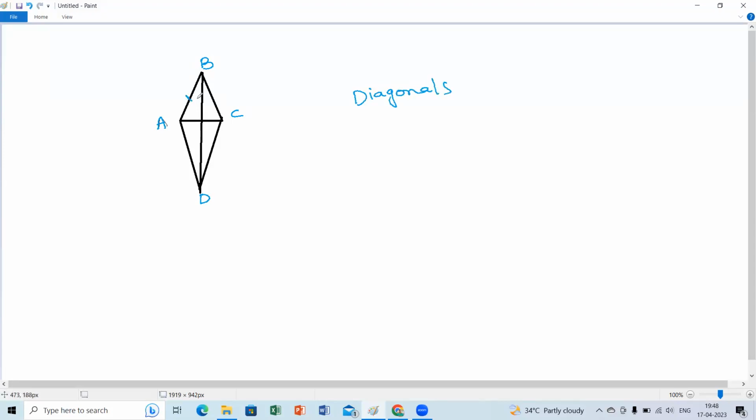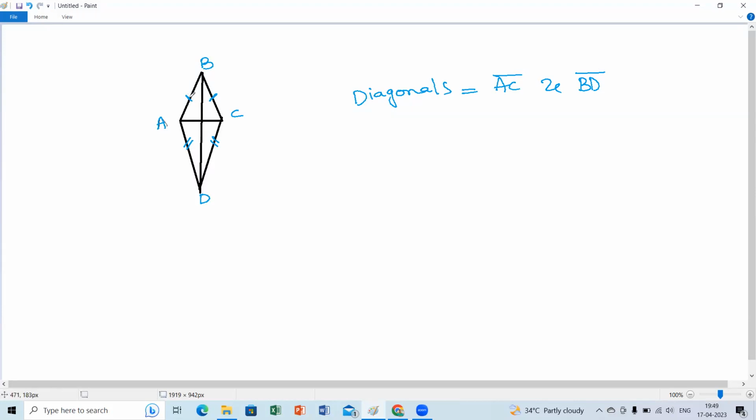Side AB is equal to BC and AD is equal to CD because it is a kite shape. Adjacent, consecutive sides are equal. So what are the diagonals? Diagonals are AC and BD. Which diagonal makes the kite into two congruent triangles?